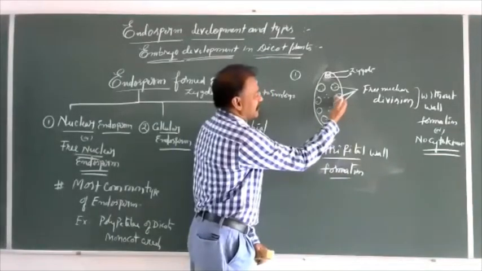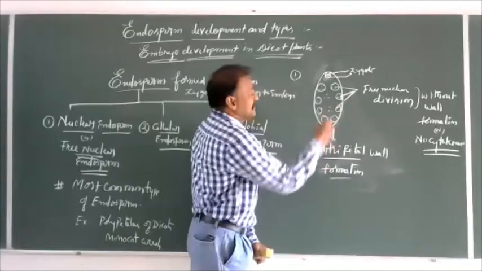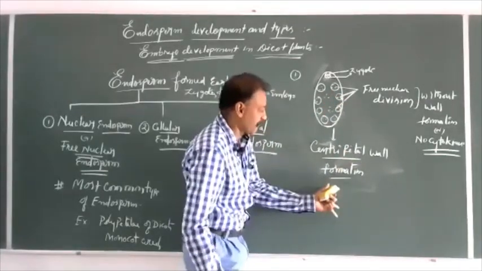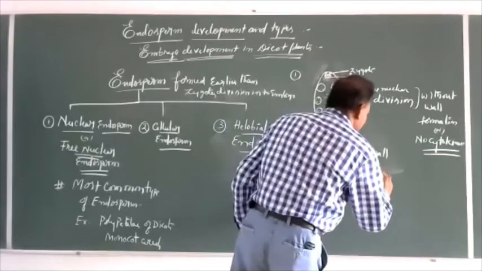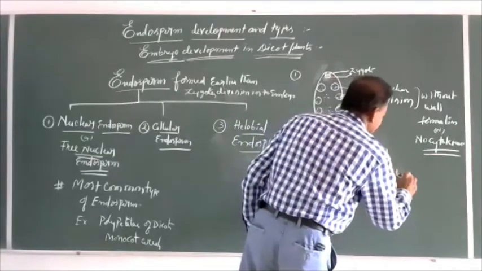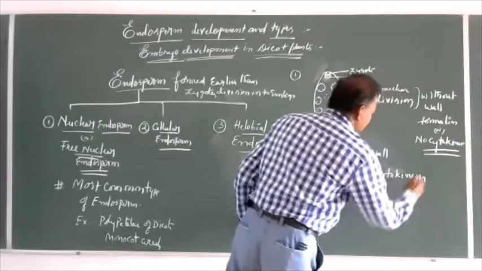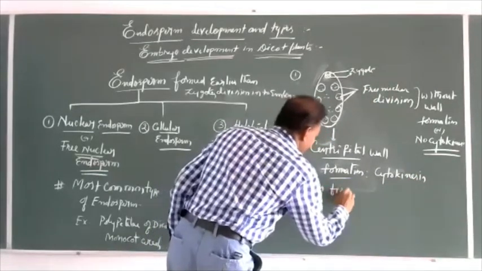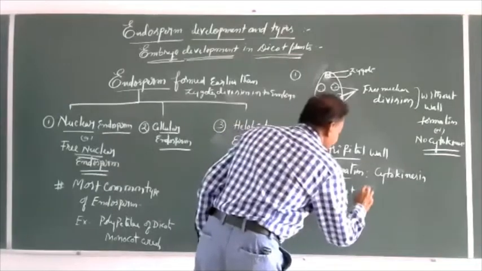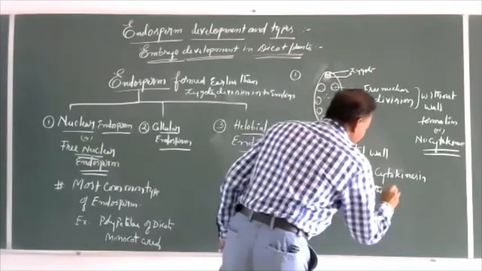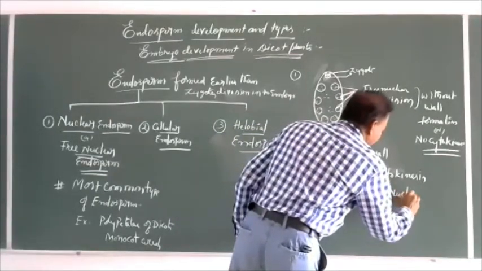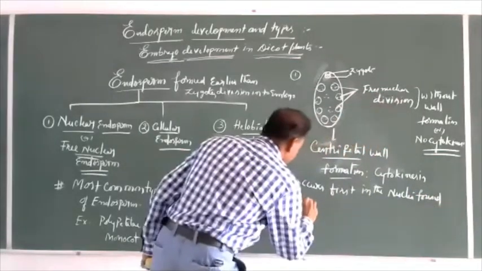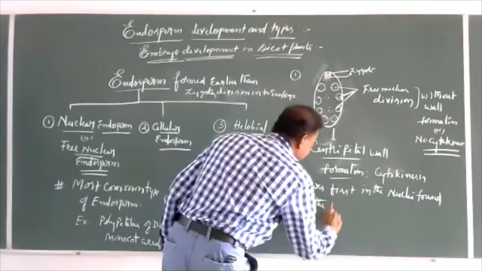Slowly, after that, it will come here, like that. So in the beginning, centripetal wall formation means cytokinesis occurs first in the nuclei found in the peripheral regions.